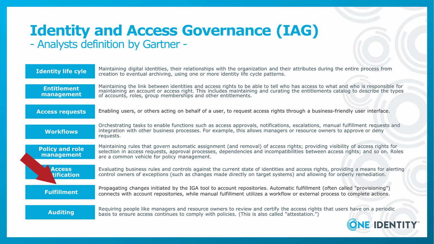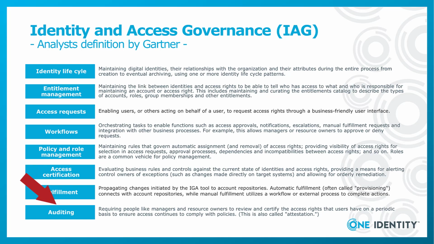Fulfillment at the end means that on the basis of everything that is calculated in an identity and access governance solution, on the outer side, that means in the connected target systems, something gets written. This is what we typically also call provisioning or synchronization with target systems.